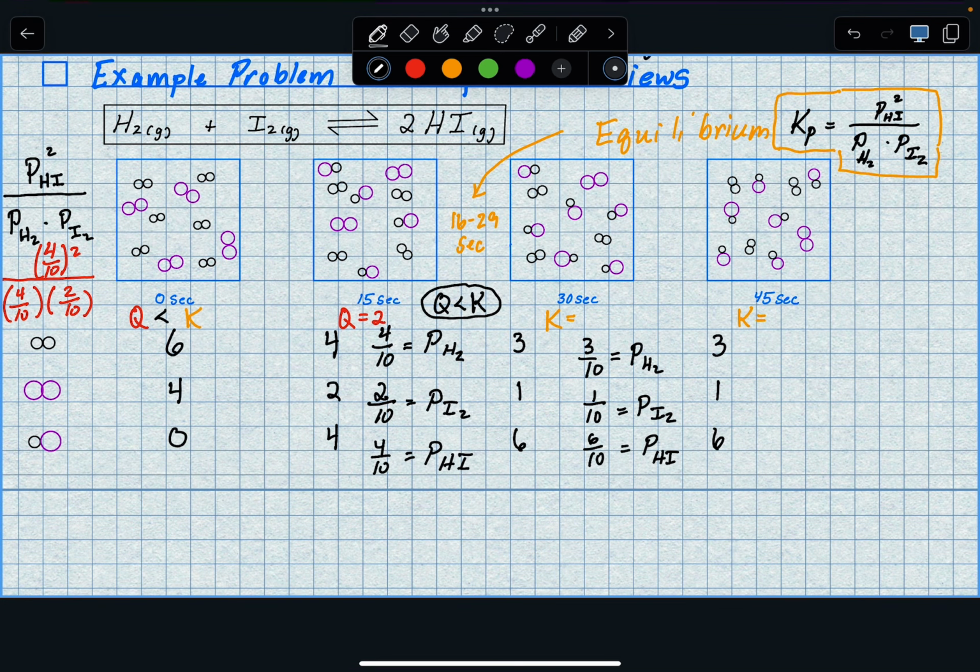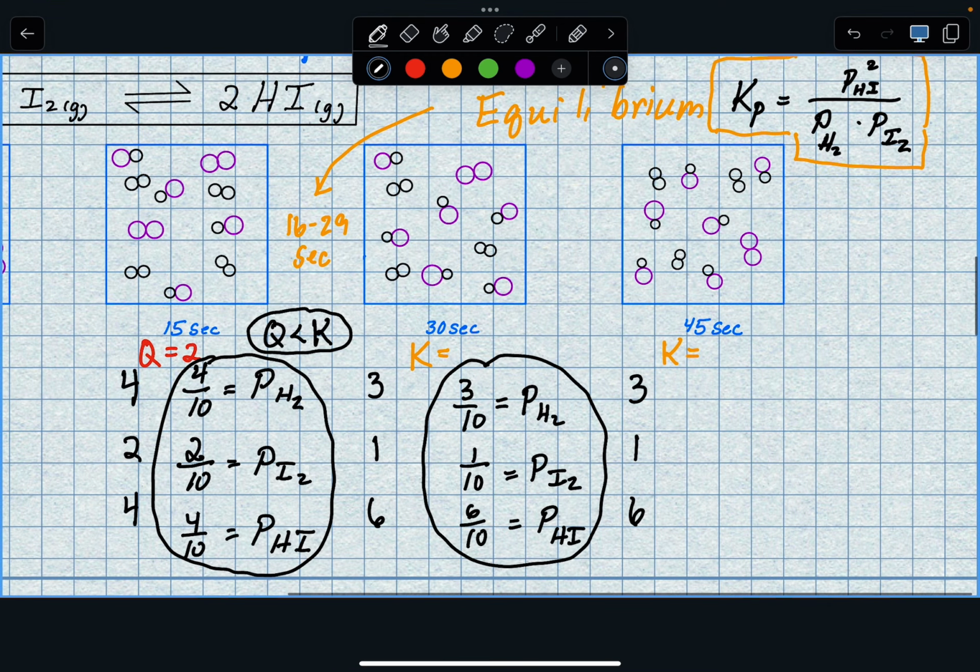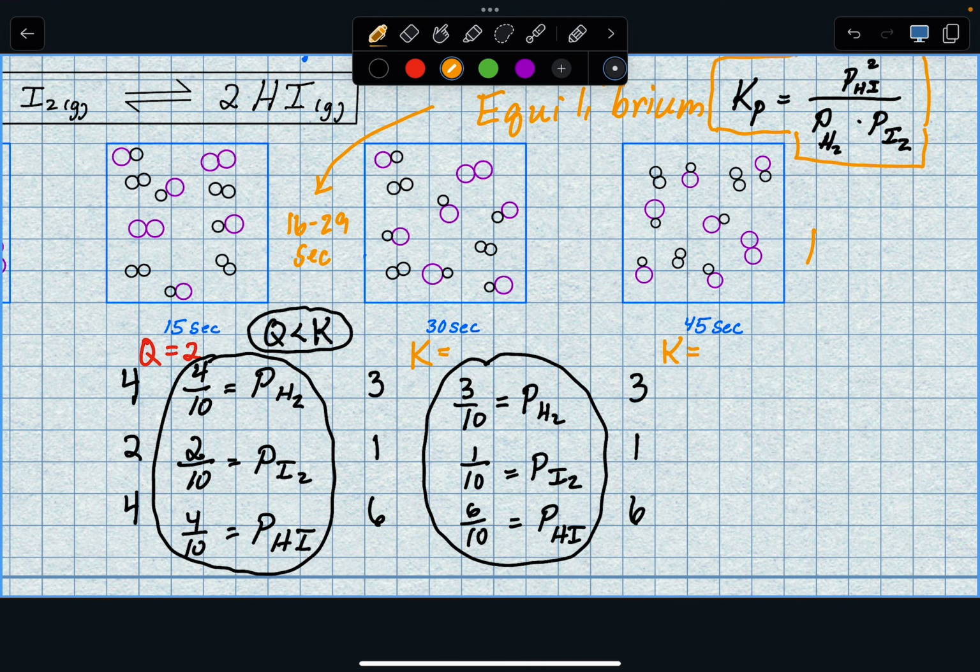So then what is this actual value? Keep in mind these numbers went in for the Q, and these numbers right here are going to go in for my K. So I'm going to go over here and put these in. My K value, and I'll switch to orange here, we're going to have 6 over 10, squared, and then 3 over 10, and then 1 over 10. If you calculate this, it'll equal 12.